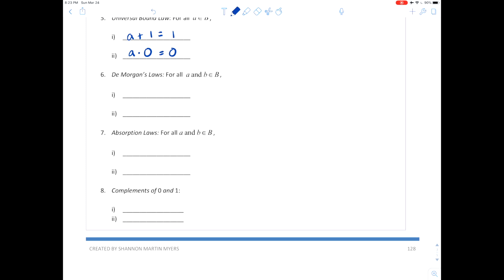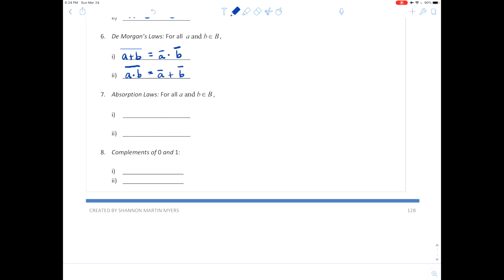De Morgan's laws. If we have not the quantity A or B, that's going to equal not A and not B. And if you've got not the quantity A and B, then that one's going to be not A or not B. Absorption laws, again very useful, for all A and B that belong to the Boolean algebra B. The first one we have is A or the quantity B and A is equal to A.